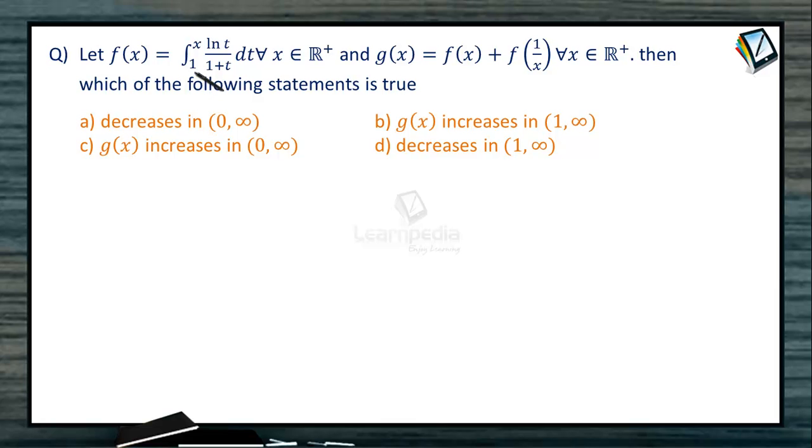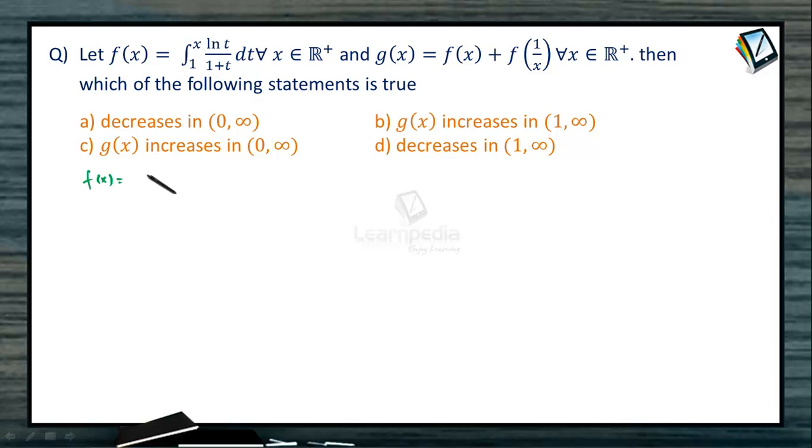Now f of x is given to be the integral from 1 to x of ln t by 1 plus t dt, for all x being positive real numbers, and another function g of x is given as f of x plus f of 1 by x. Which of the following statements for g of x is true? It decreases or increases in what domain? So before we proceed further, first let us identify the function g of x.